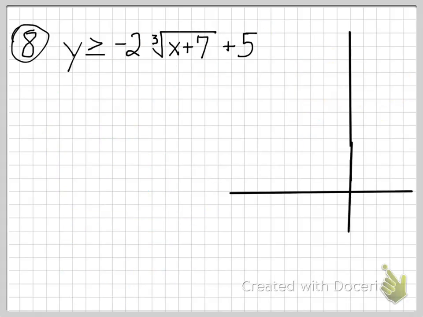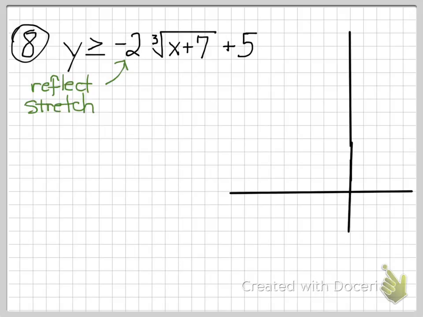Number 8. Again, an inequality. What kind of radical do I have? I have a cube root, so I know it's going to be an S shape. But let's look at our transformations first. What does the -2 do? It does two things. It's going to reflect it because it's negative, and it's going to stretch it.